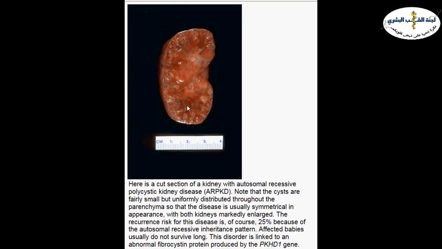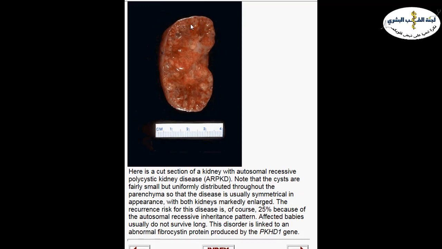Now, if you look at the cut surface of the kidney, it's enlarged in comparison with the size of a newborn kidney. It's of large size. And the surface is replaced by multiple numerous small cysts. The whole surface, especially the cortex, contains a lot of small cysts of variable size. Now, again, the fibrocystine protein results from PKHD1 gene mutation, with 25% risk in the family members.